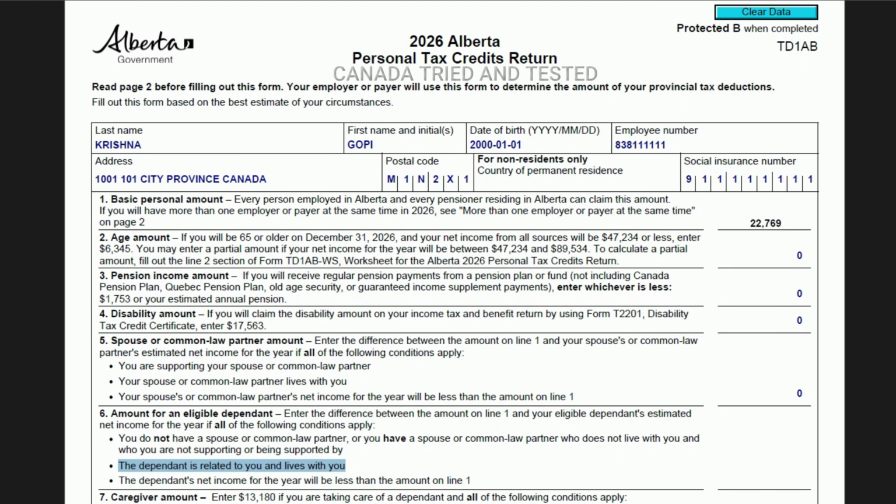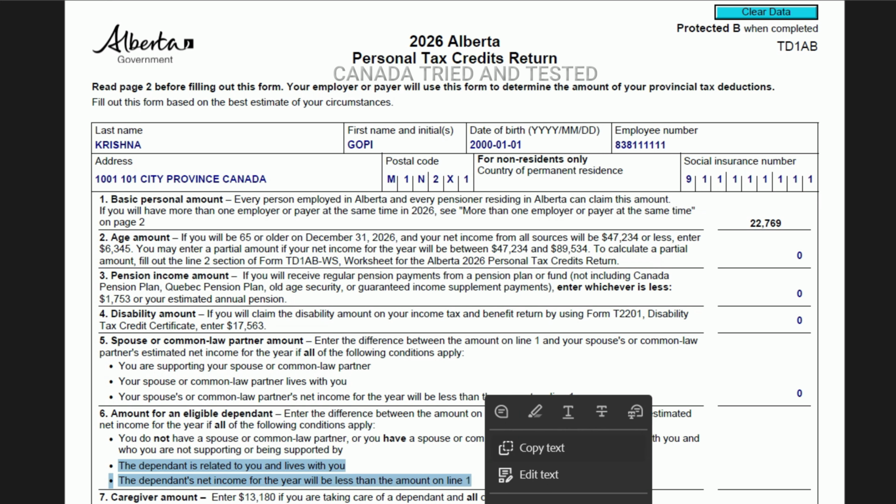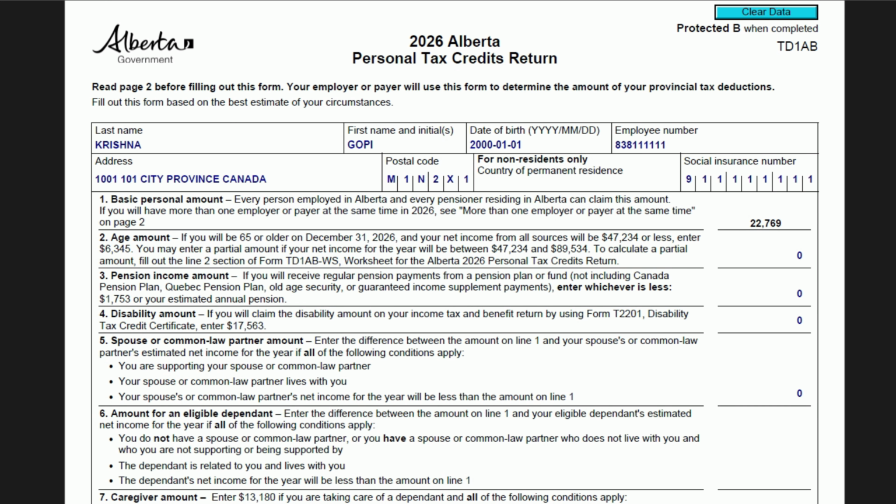The dependent is related to you and lives with you. So this person has to be a dependent related to you and lives with you. The dependent's net income for the year will be less than the amount on line 1, which is 22,769. So if these conditions are not met, the amount here is 0.